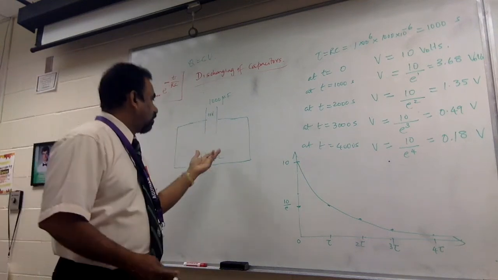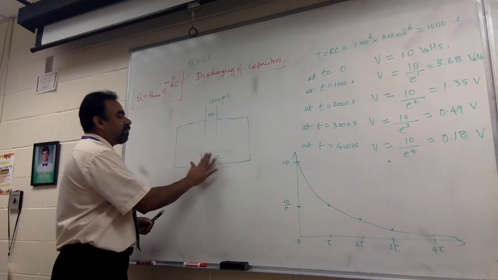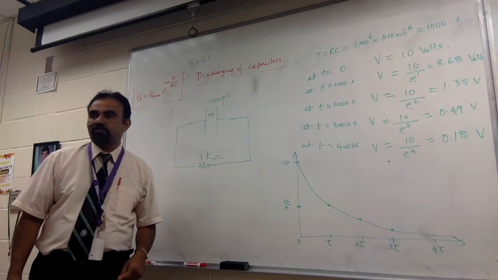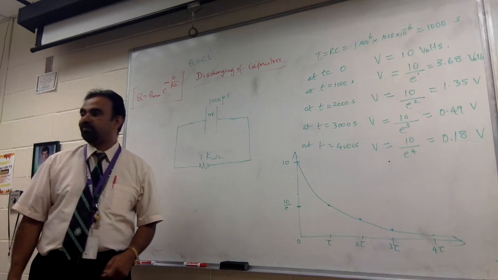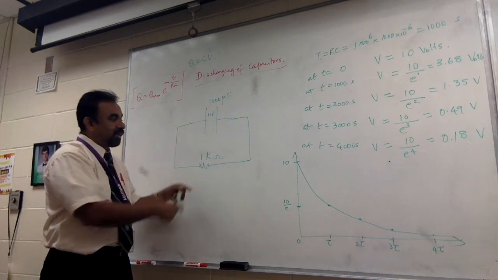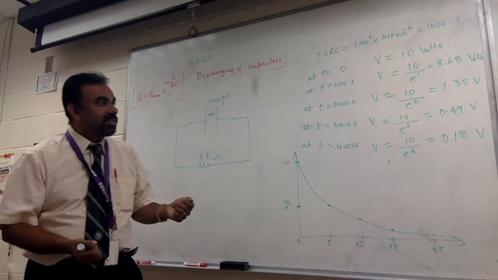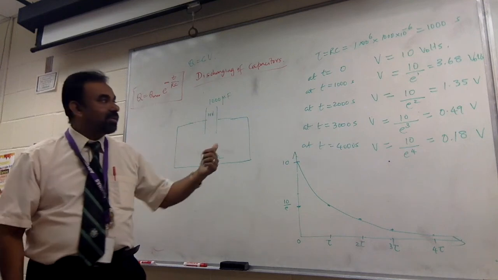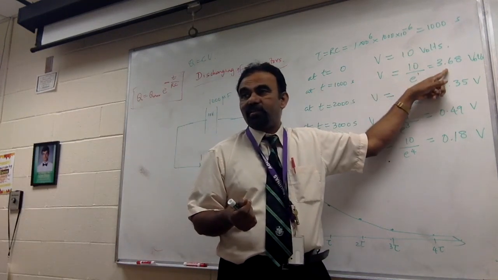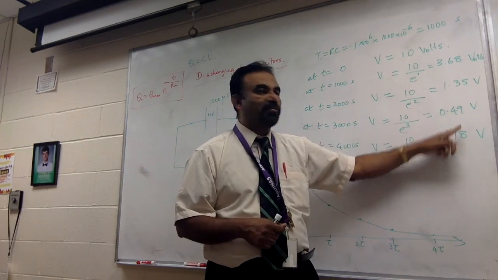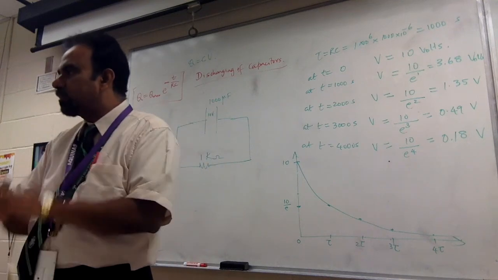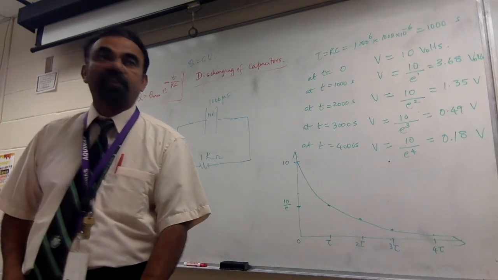Okay. Now, what will happen if I make this 1 kilo ohm? The time constant is 1 second. If I connect a 1,000 microfarad capacitor to 1 kilo ohm resistance, so 1 kilo ohm is 1,000 ohms, what will happen is, after 1 second, it drops to 3.68. After 2 seconds, it goes here. After 3 seconds, after 4 seconds. So by a couple of seconds, everything is over. It just discharges very fast.